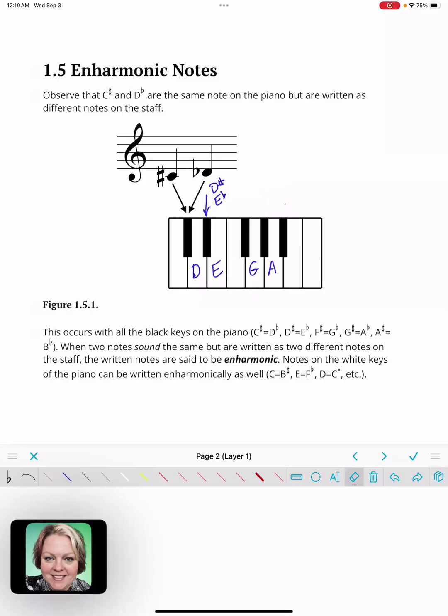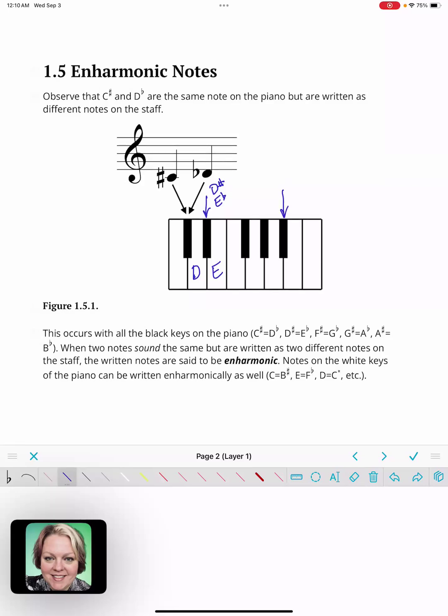And then the next black key, this one right here. On either side of it, we have an A and a B. Since that black key is to the right of the A, we call it A sharp. Since it's to the left of the B, it could be called B flat.